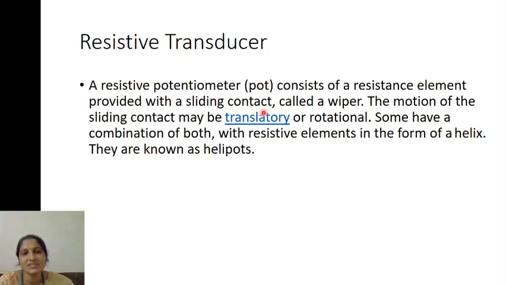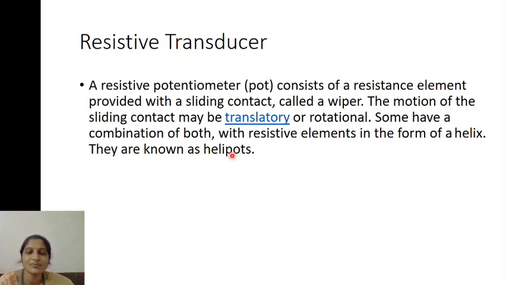Potentiometer, we all know that. A potentiometer will have a sliding contact. That sliding contact is also called a wiper. The motion of this sliding contact may be translatory or rotational. So it can be moved straight or rotationally. Some resistive potentiometers have both translatory and rotational motion, and the combination of both is called a helix.